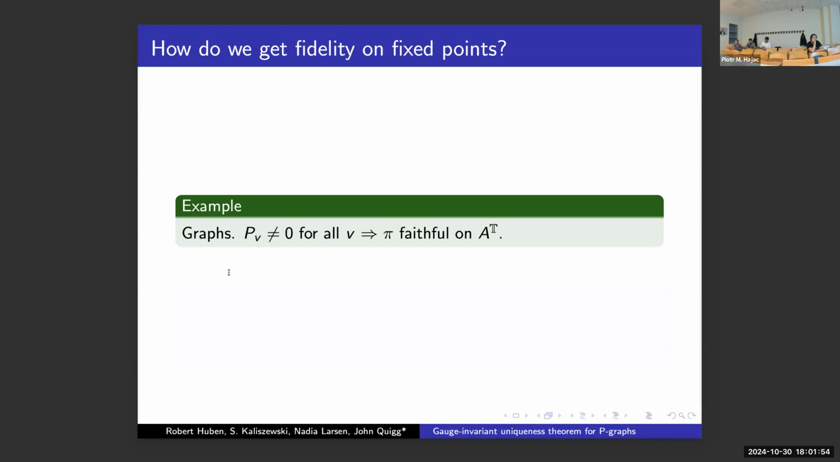So in the case of the gauge action on a directed graph, the appropriate notion of faithfulness there was just that the vertex projections should be non-zero, and that actually implies that the homomorphism is faithful on the fixed point subalgebra under the gauge action. So it fits together. This is a special case.